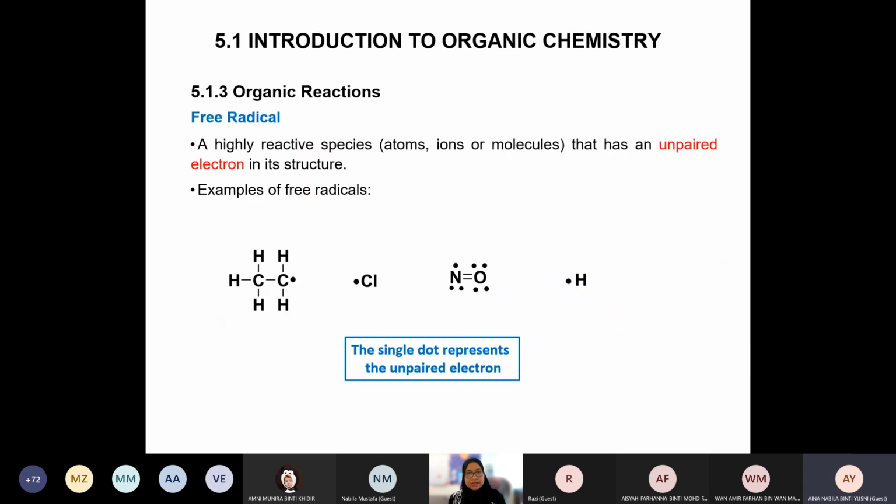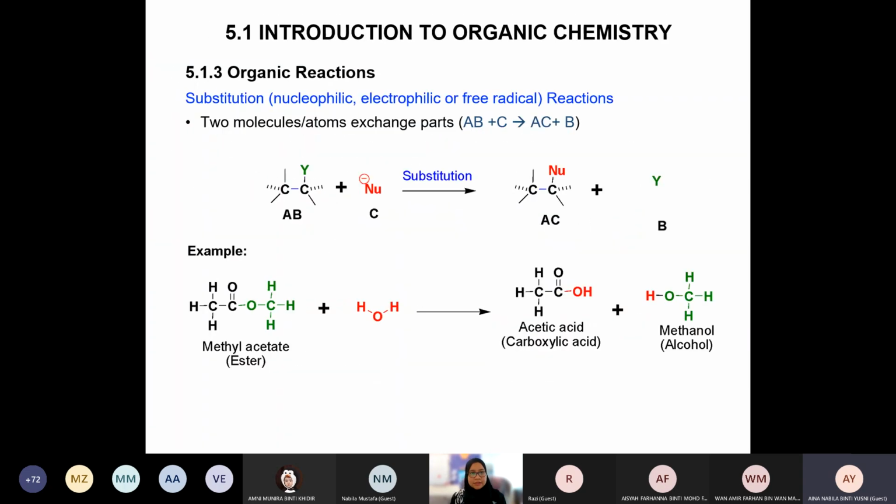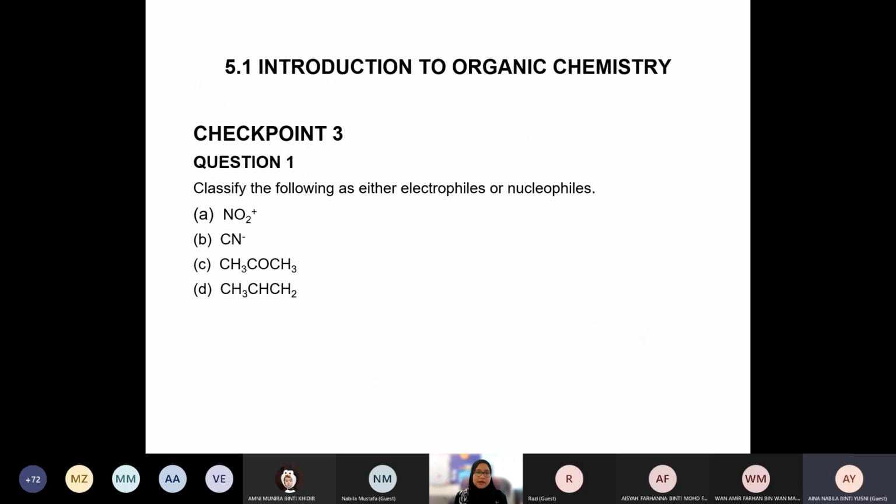Okay, next, another checkpoint. Classify the following as either electrophile or nucleophile. Okay, so this is very easy. We have a positive charge there, therefore it will be electrophile. Okay, CN minus, this will be nucleophile. CH3COCH3, this would be electrophile, I believe.